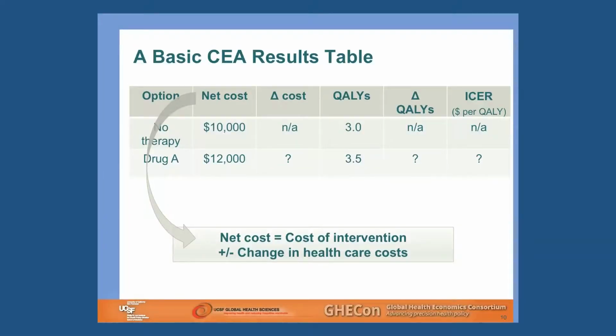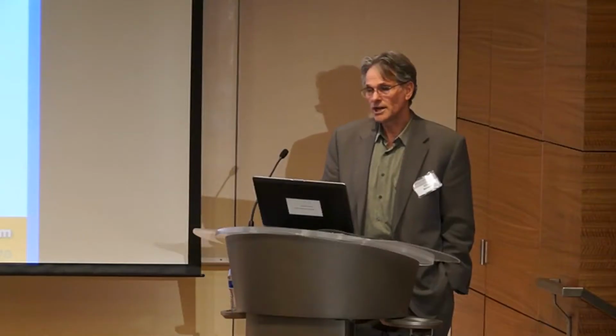Okay, so here comes the test. Okay, you guys ready for a quiz? So now we have two interventions, which is good. Remember, we have to have at least two interventions that we're evaluating. For no therapy, there's no change in cost. It's just the cost of the intervention, which is $10,000. There are three QALYs associated with that intervention, and there's no change in QALYs because we're just talking about no therapy and therefore no ICER.